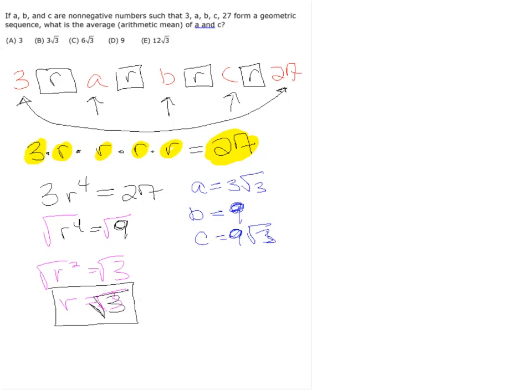Okay, so we want to know what's the average of A and C. So we're simply looking for 3 radical 3 plus 9 radical 3 over 2, which is equal to 6 radical 3. And let's hope that's an answer. Yes, it is. Answer choice C.